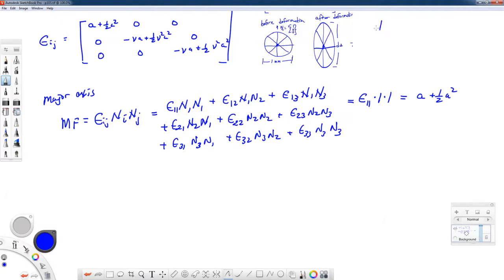Now we've written previously that this magnification ratio is related to the magnification factor through this relation. d script s by ds is equal to the square root of 1 plus 2 MF. So for the major axis, the magnification ratio is going to be equal to the square root of 1 plus 2a plus a squared.